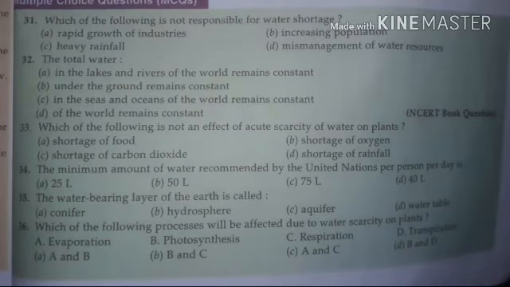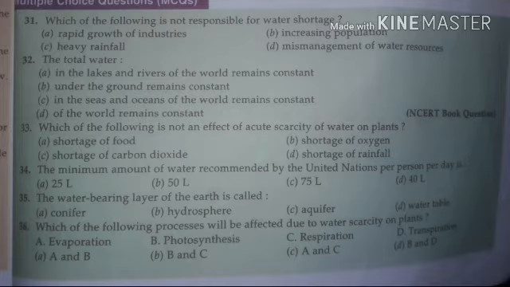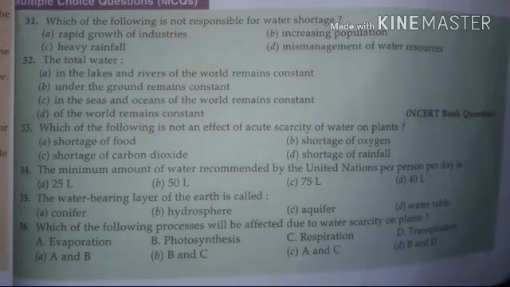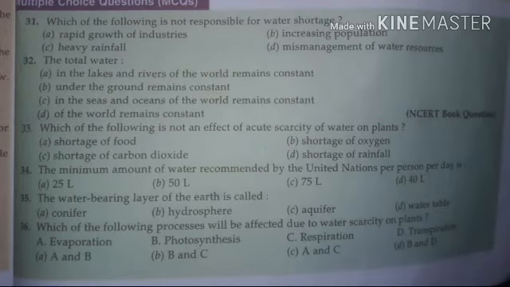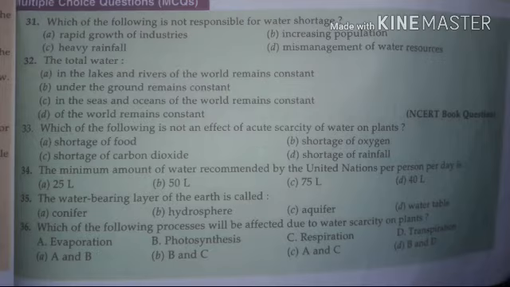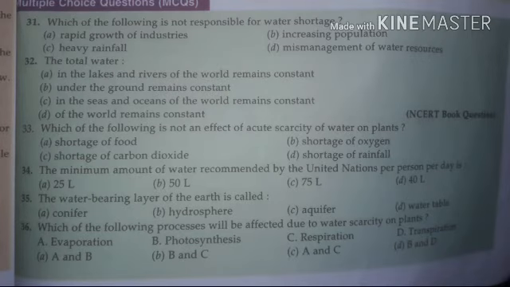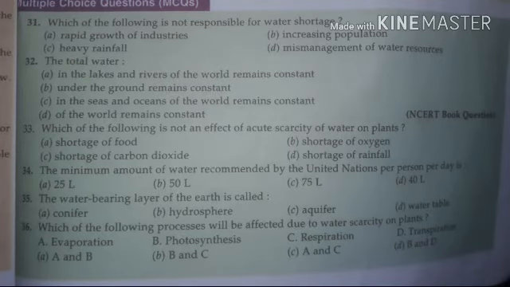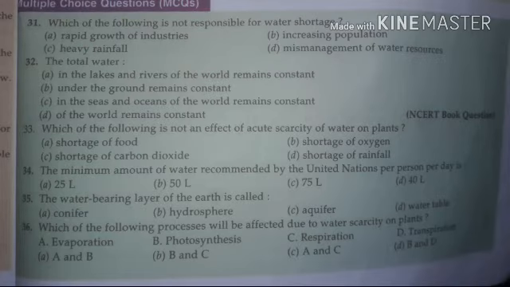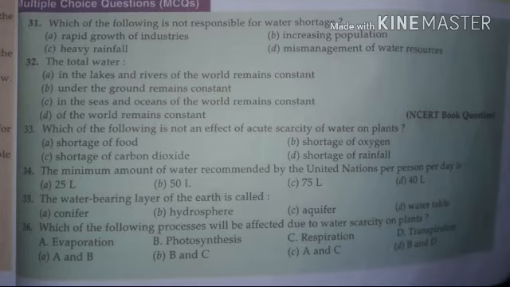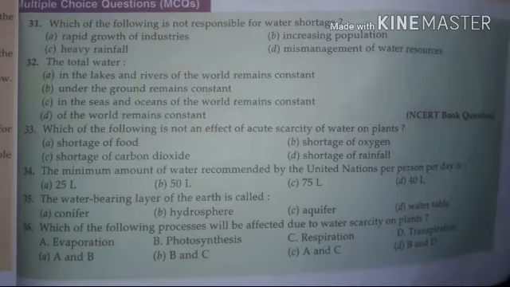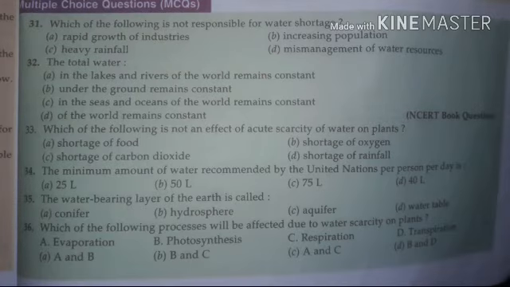Now multiple choice questions. Which of the following is not responsible for the water shortage? Rapid growth of industries, increased population, heavy rainfall, and mismanagement of water resources. So here, not responsible means heavy rainfall doesn't affect any water shortage. So heavy rainfall, option C is the answer.